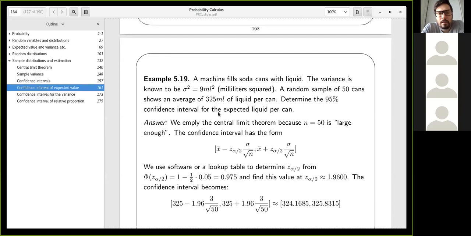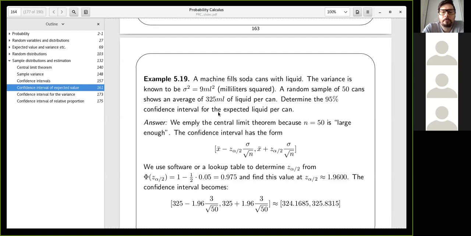The confidence interval here, we calculate the 0.05 Z value, which is 1 minus 1/2 of that, so that's 0.975, and determine that Z alpha over 2 is approximately 1.96. So we get 1.96, that's the Z value, times 3 over the square root of 50, n was equal to 50. And then we subtract this and add this to the sample mean 325 to get this confidence interval.